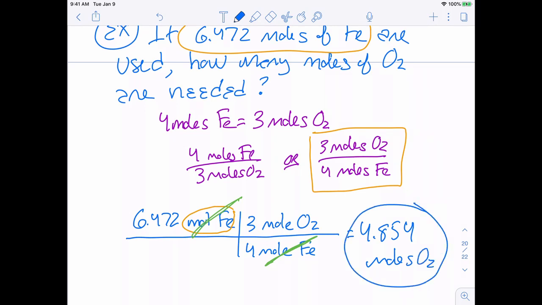The 3 and the 4 are exact numbers, so I'm going to essentially ignore them for significant digits. Remember, exact numbers have an infinite number of significant digits, and we always want the smallest number in our answer when we're multiplying and dividing. So 6.472 is 4 significant digits. The 3 and the 4 have an infinite number, so 4 is smaller than infinity. So I want 4 significant digits in my answer.